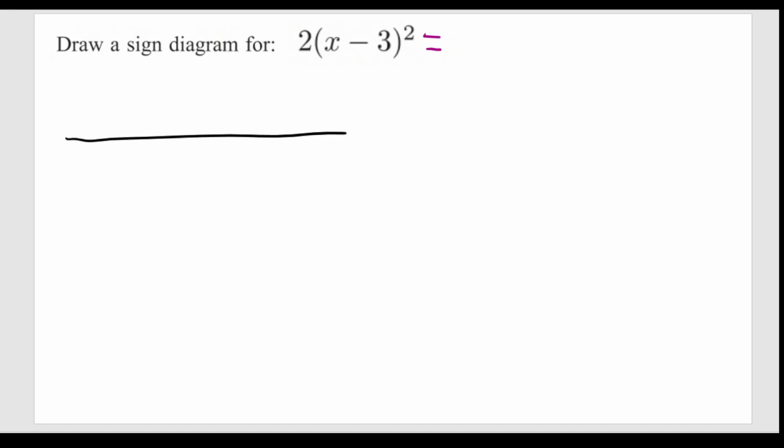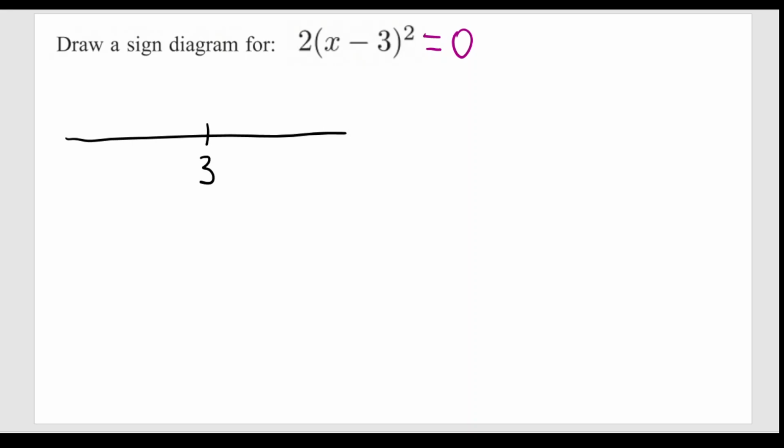So in this case, we're not really too stressed about the squared when we're finding the zeros, because 0 squared is going to be 0 anyway. So if x take 3 is 0, that means that x will be equal to 3. So we've only got 1 zero in this situation. And that's something to take note of.